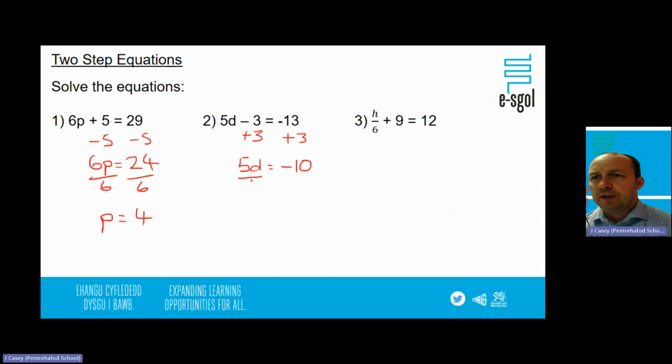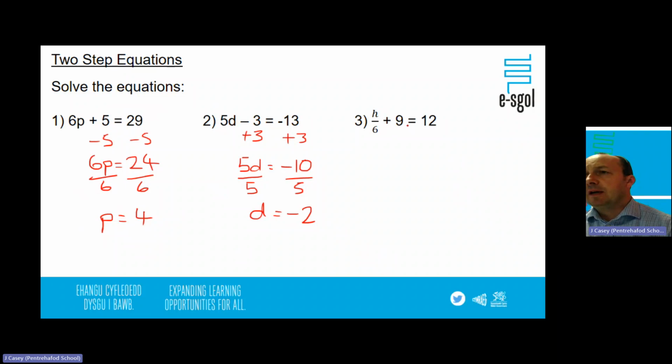The coefficient of d is 5. I want to get rid of that by dividing by 5. So d is now on its own, and -10 divided by 5 gives us a value of -2. So like I mentioned earlier, you will get some negative answers. Now this one looks a bit different.